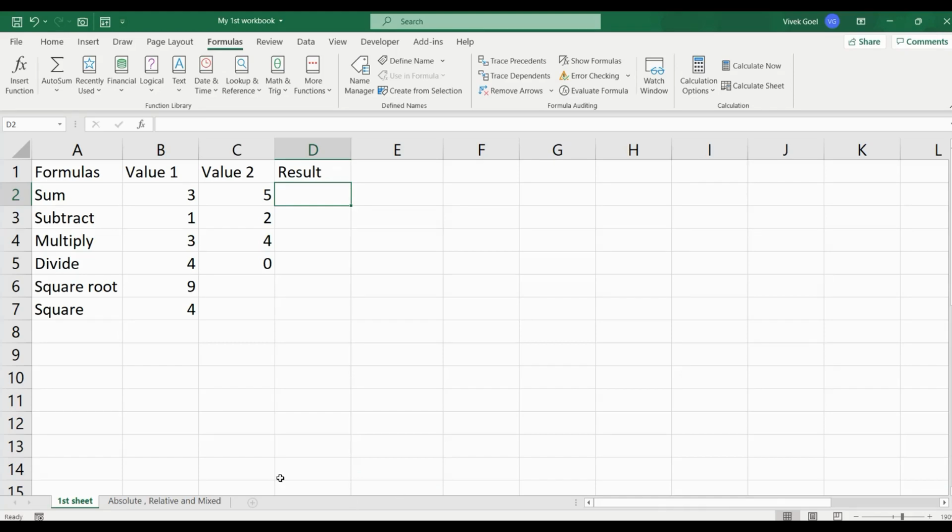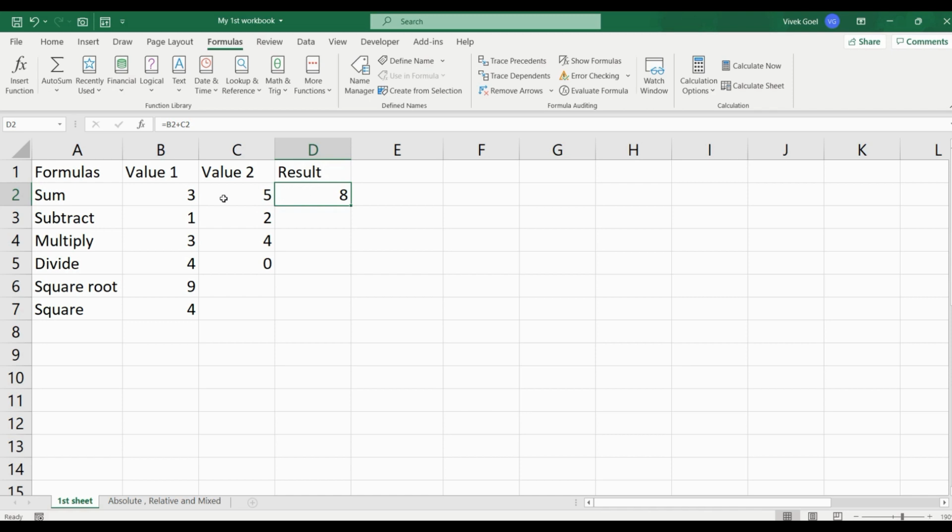Let's start doing some things that were taught to us way back when we were kids. We can do the sum of these values simply by selecting a cell and writing equal to, followed by selecting our first cell. After that we will write plus and we will select the second cell. When we press enter, we will get our result.